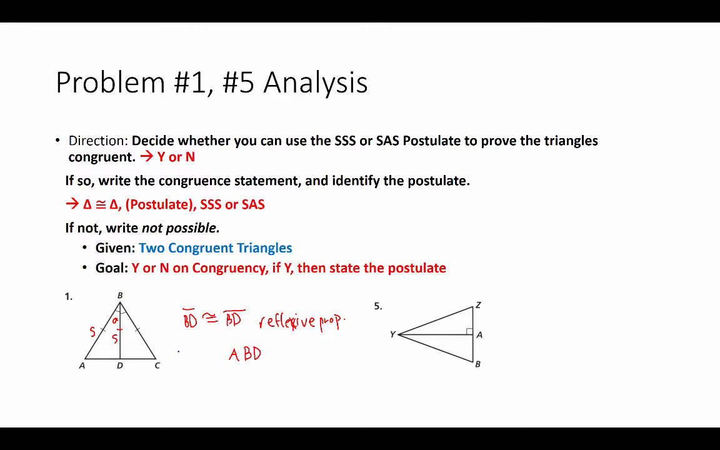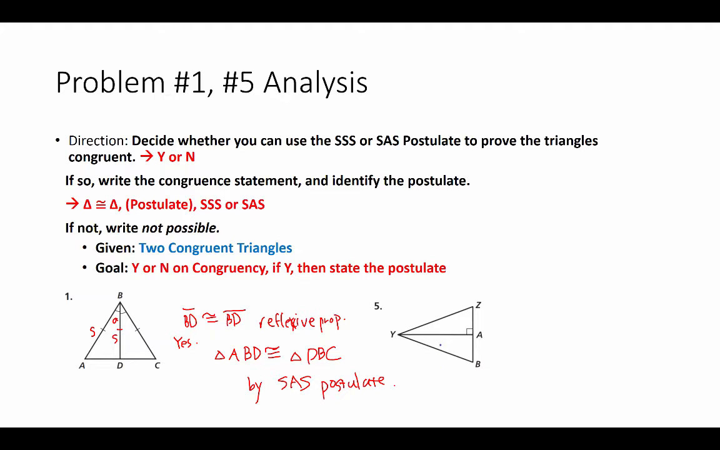Okay, I will first start with a yes to the first part of the problem. Triangle ABD is congruent with triangle DBC by the side angle side postulate.